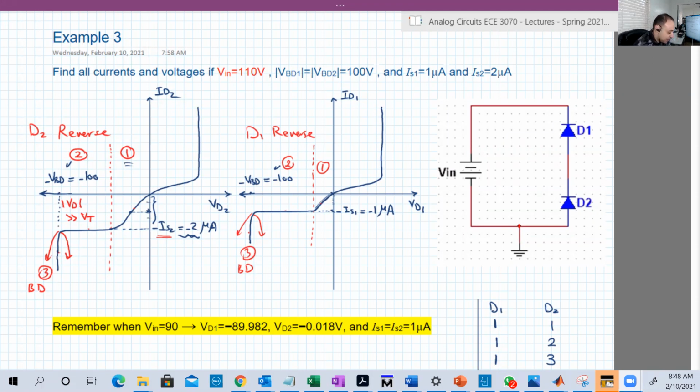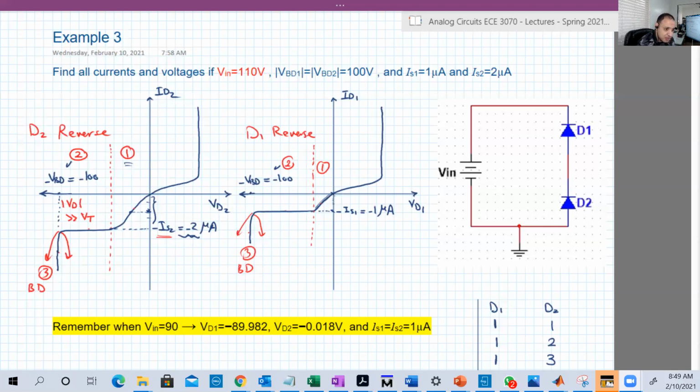So last time in example 2, we saw a circuit with two reverse bias diodes, and the reverse voltage was 90 volts. The breakdown voltage of these two diodes was minus 100 volts. So the input voltage was not enough to drive any of them into breakdown. In example 3 that you can see on the screen right now, we changed it.